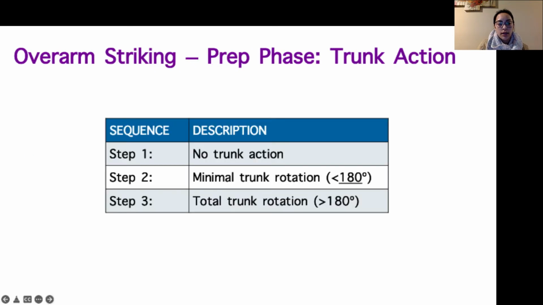So we'll first talk about the preparatory phase and the trunk action that occurs. The sequence is as follows. First step would be no trunk action whatsoever, so just, again, limited to arm movements. Step 2 would be minimal trunk rotation that's less than 180 degrees. Step 3 is total trunk rotation, which would be larger than 180 degrees. Again, the more range of motion you move through, the greater the arc length that your arm can go through, the greater the velocity that gets transferred into the ball.